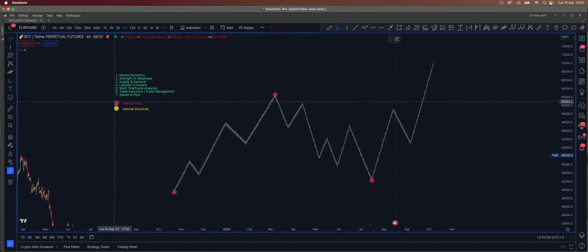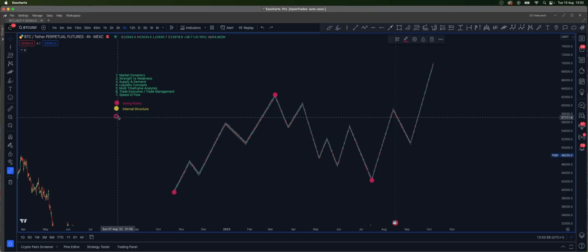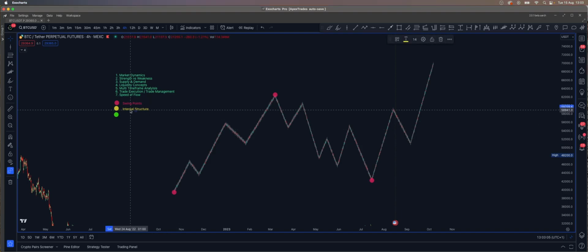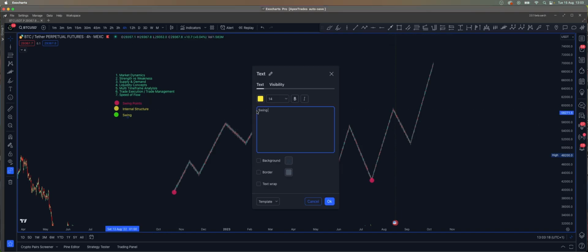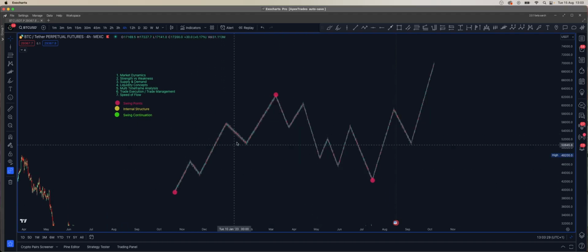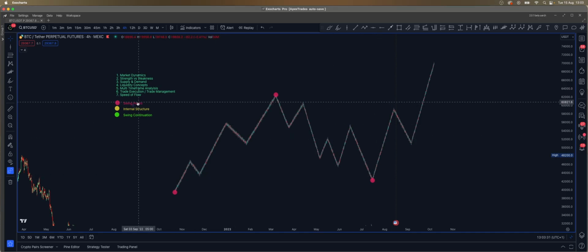Actually, I'm going to add and denote another point to this, right? There's a new key concept that I think we just need to add in. And we'll color this one, let's color it green, right? And we're going to call this swing continuation, okay? Color it the same color. So where's the internal structure? If these are the swing points, the internal structure is going to be here, right?